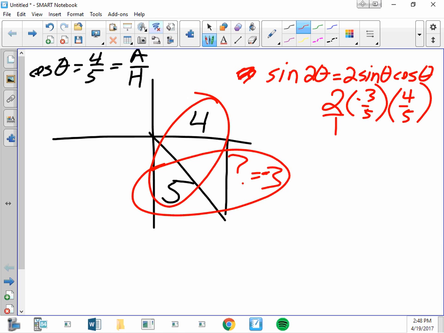24/25. Because this is down 3. Right? The y value is down 3. So negative 24 over 25. That's the answer.